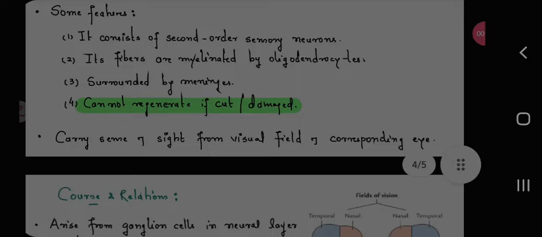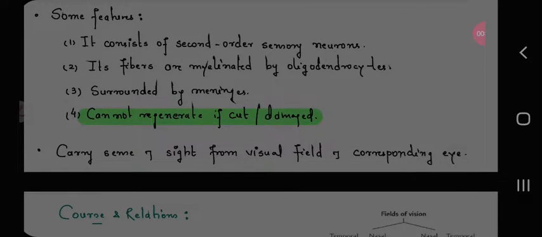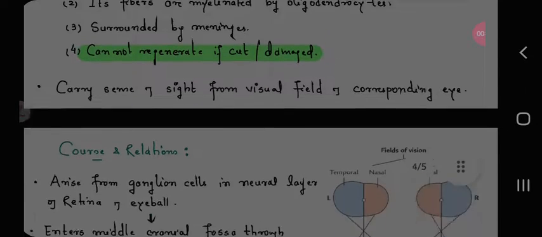Some features. It consists of second order sensory neurons. Its fibers are myelinated by oligodendrocytes, surrounded by meninges, cannot regenerate if cut or damaged, and carry the sense of sight from the visual field of the corresponding eye.